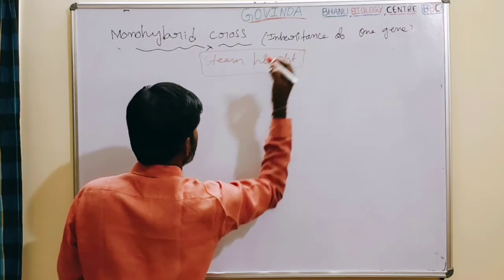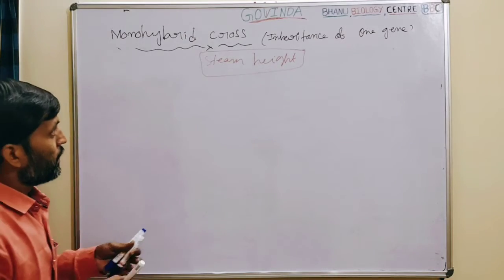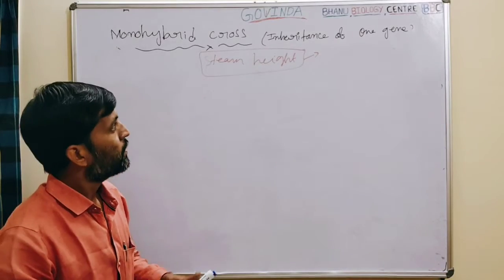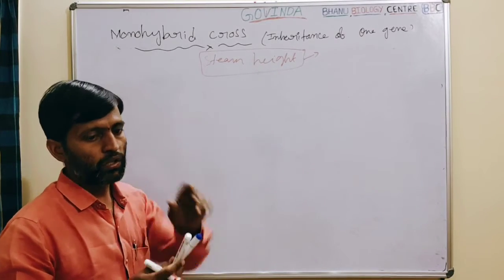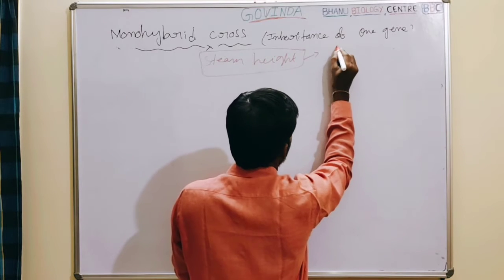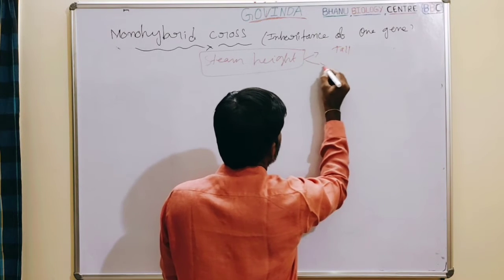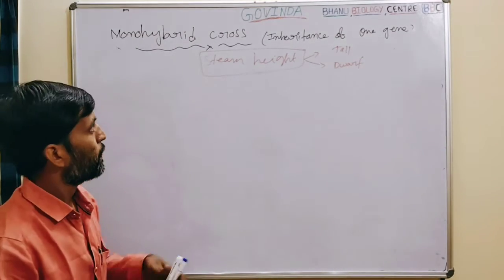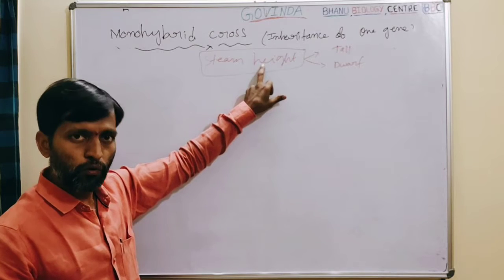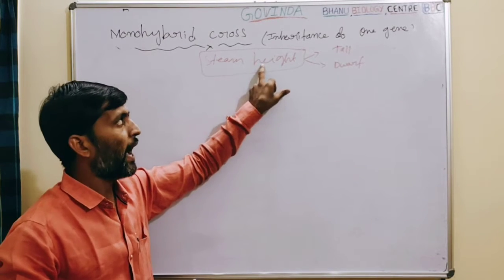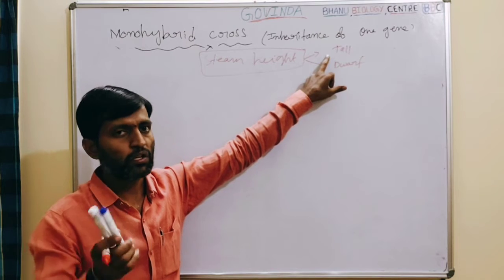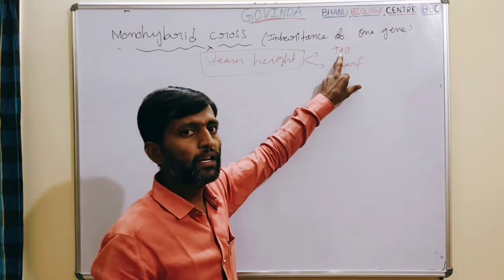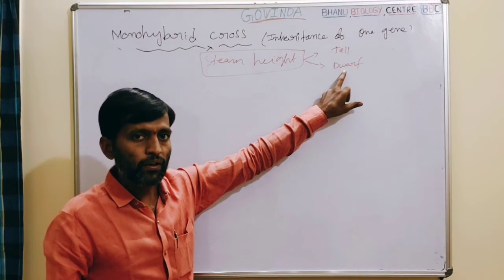Stem height, right? Stem height is the character, already we know. So each character has two traits, right? True traits. One is the tall trait, another one is the dwarf or short trait. The gene which is responsible for the character stem height has two alternative forms which are called alleles. The one allele is responsible for the tall trait, the other allele is responsible for the dwarf trait.